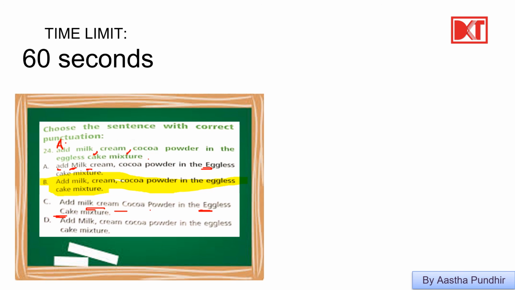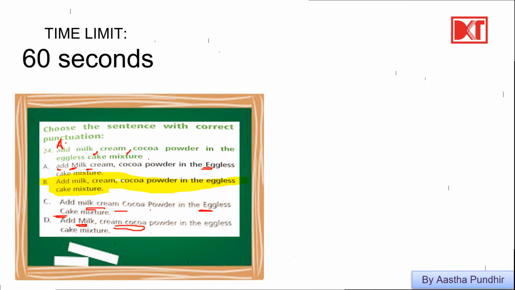Then in option D, again M is capital of milk. There is no comma between cream and cocoa powder. Right? So there are numerous mistakes in all the other options, and the correct option here is B. Let's move on.